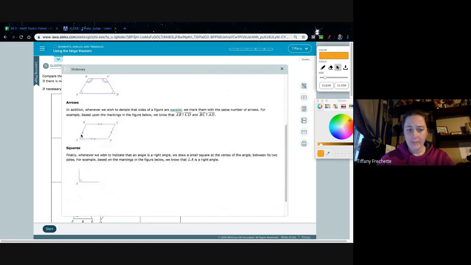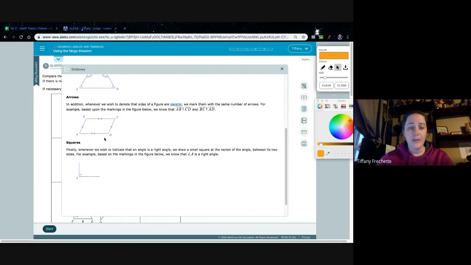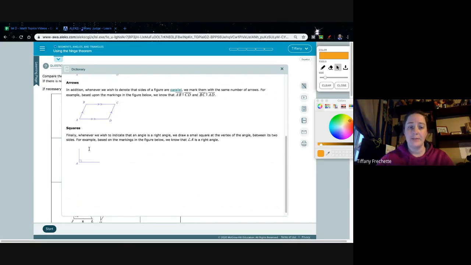Arrows. So these actually indicate parallel. So this 1 arrow to 1 arrow indicates that the left is parallel to the right side. And then 2 arrows to 2 arrows indicate that the top here is parallel to the bottom. So that's just kind of a quick reference for parallels.